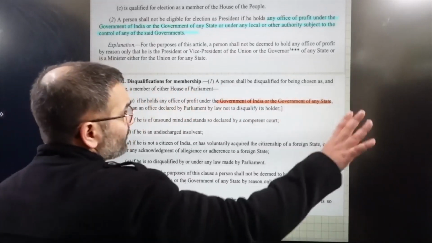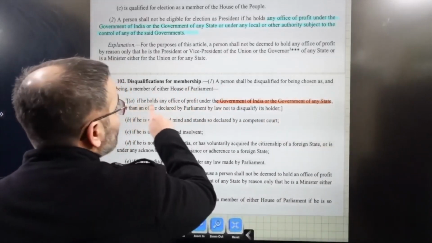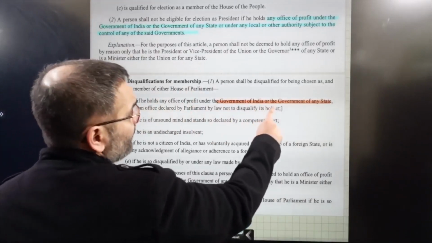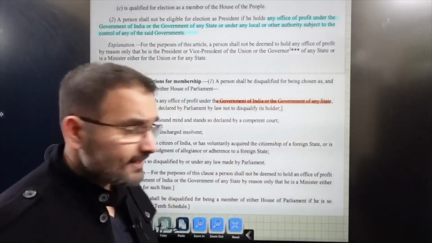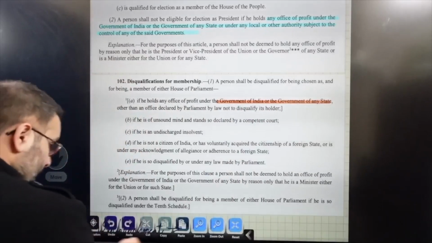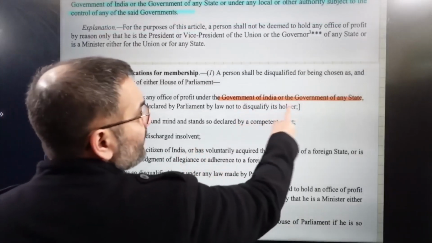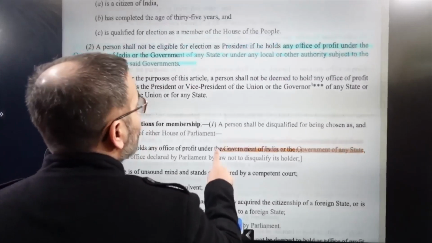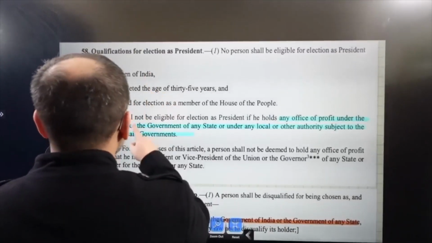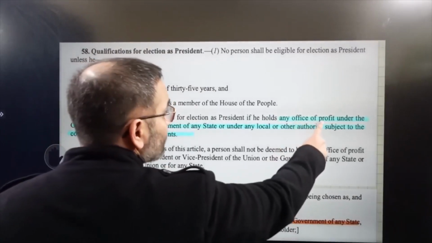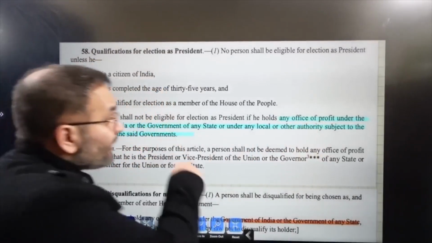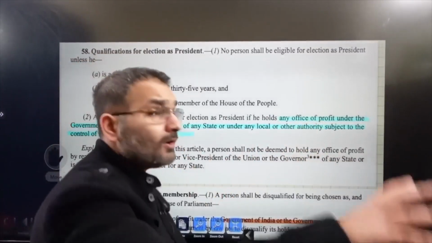disqualification of membership. So we're now talking about an MP. If he holds any office of profit under the government of India or government of any state. Let me just zoom in so that you can see this better. Hopefully it is much better now. The government of India or government of any state. And when I come to 58 clause 2, it says any office of profit under the government of India or the government of any state or under any local or other authority.